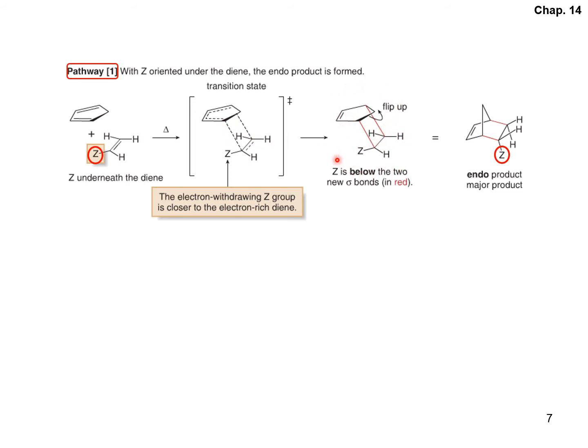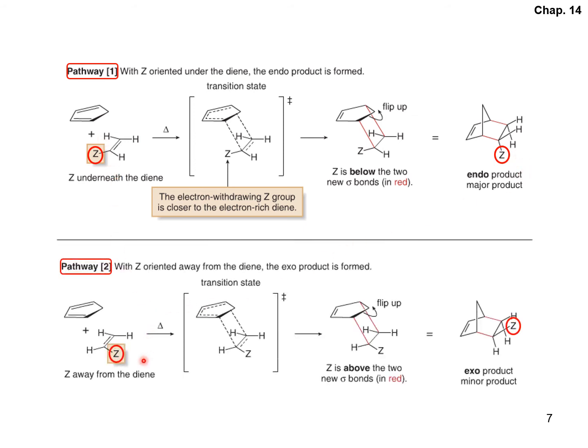If we just take this structure and prettify it a little bit, just by tilting it up and making it look a little bit more presentable, you can see that this is the endo product. So by having this Z group tucked underneath, you get the endo product, where this Z group is kind of pseudo-axial.